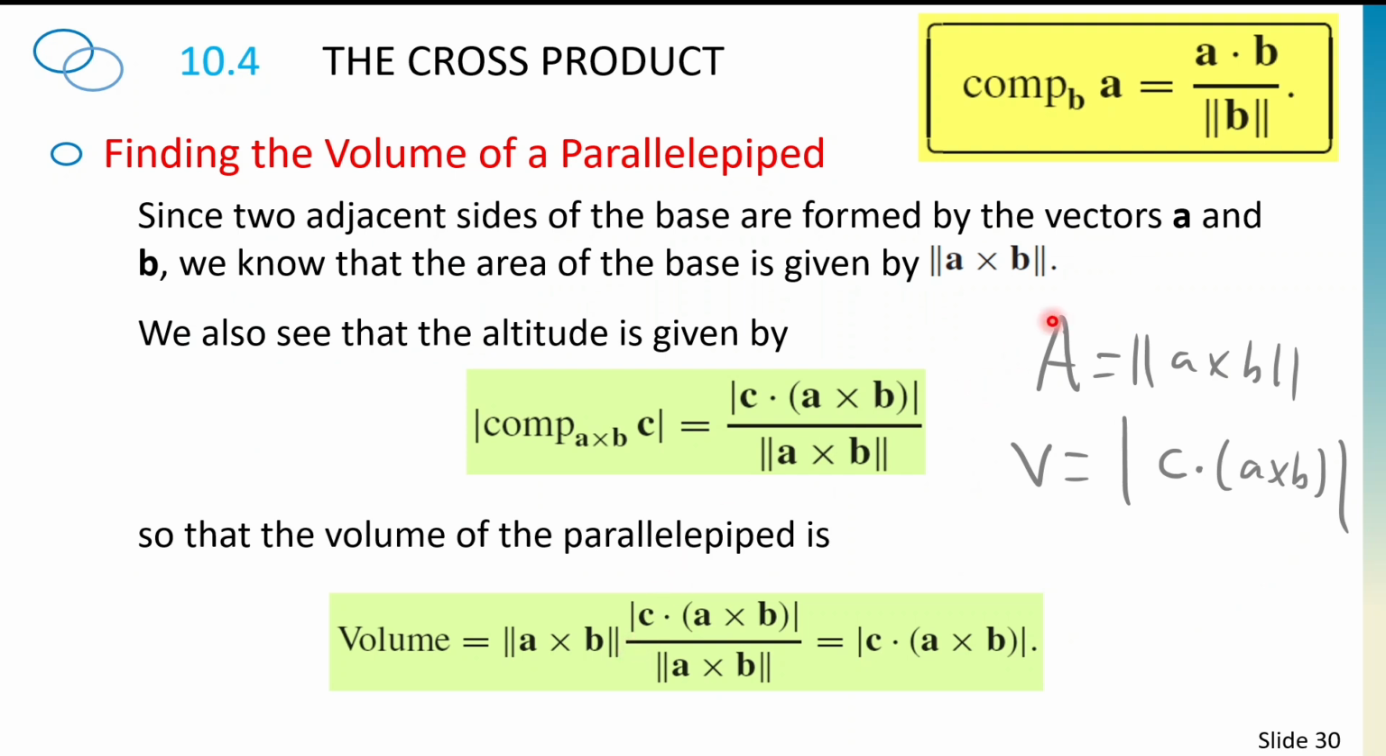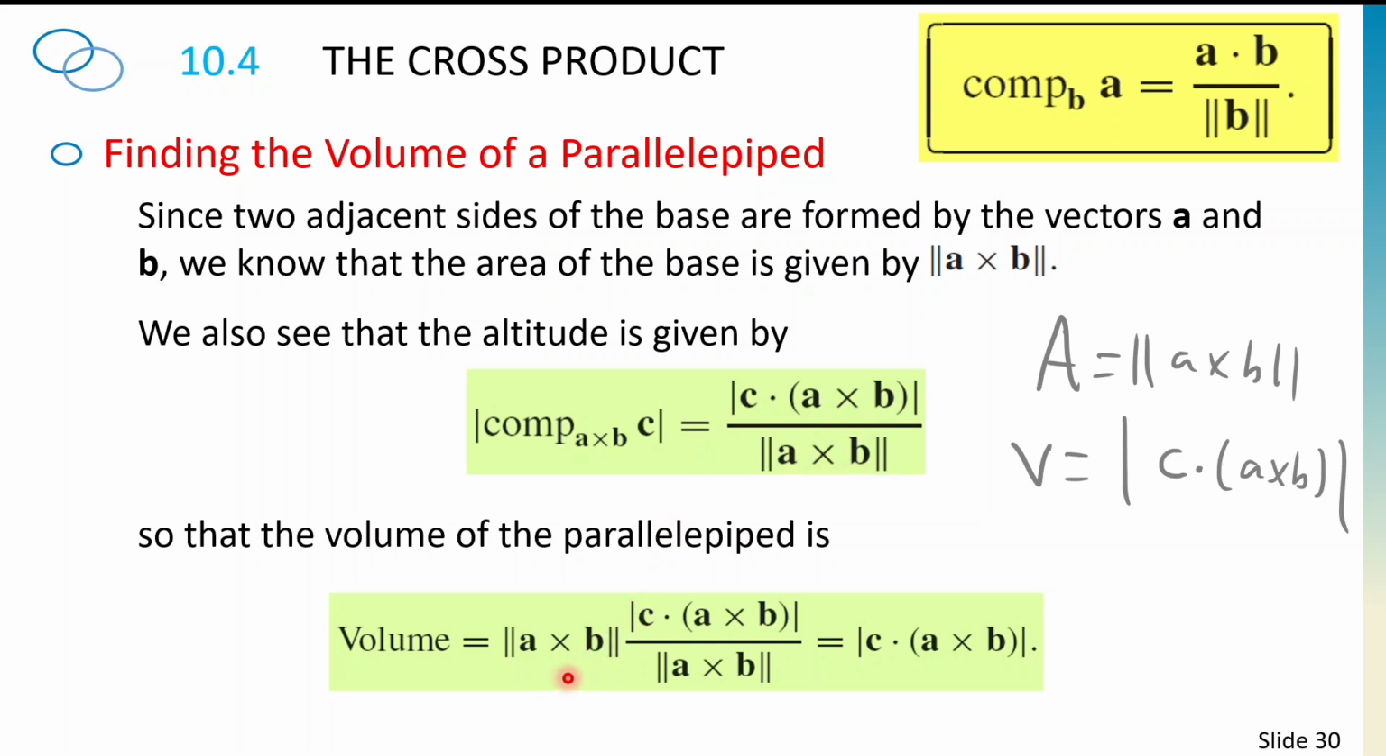Okay, what does the component equal? If you recall from 10.3, this is what the component used to be: A dot B over the magnitude of B. Try to apply this. Now I need to apply it for C along A cross B. So it's now C dot A cross B over the magnitude of A cross B.